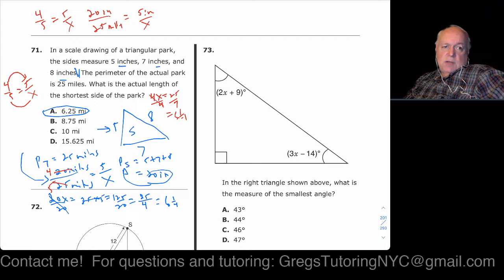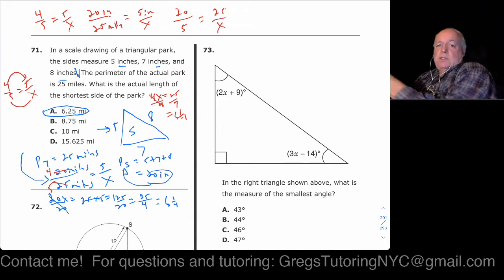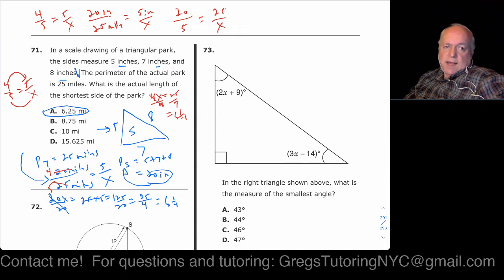We could have also done, just related to two of them, that the perimeter of the whole thing to the shortest side is equal to the perimeter of the actual thing over, that's what we're looking for, right? If we do the cross product, we would still get the same answer because we're still going to end up getting 20x equals 5 times 125.